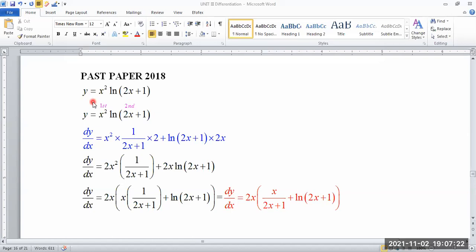The question says, y is equal to x squared times ln 2x plus 1. The question asks me to differentiate. When I'm differentiating, I must know which of the rules I'm going to be using. I must identify what form the question is in so that I can apply the correct thing.